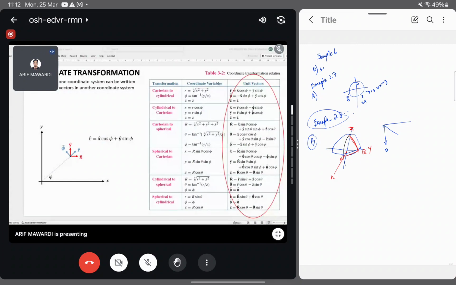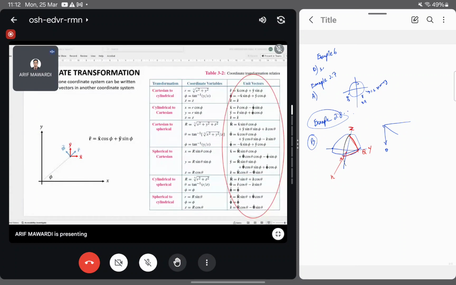The slides haven't changed yet. What's the title of the slide now that you see? Coordinate transformation. And then below it says a unit vector in one coordinate system can be written. Oh, okay, so that's the right slide, the correct slide. So you are seeing the right slide. Okay.